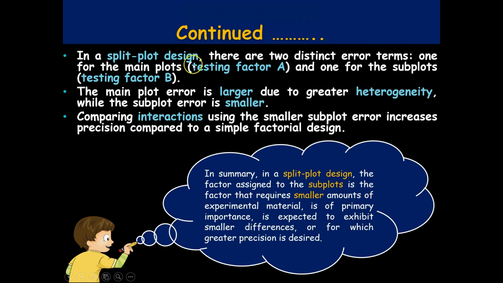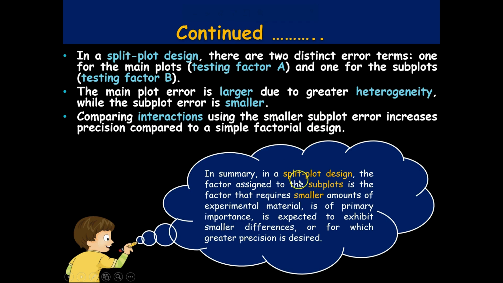Now in case of split plot design, there are two distinct error terms involved: one for the main plots, testing factor A, which is the main plot, and one for the subplots, testing factor B, which is the subplot. The main plot error is larger due to the greater heterogeneity, of course, while the subplot error is small. Comparing interactions using the smaller subplot error increases the precision compared to the simple factorial design.